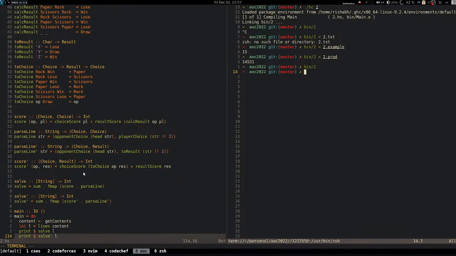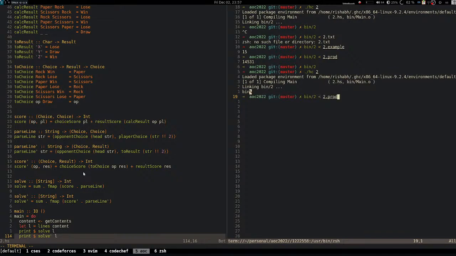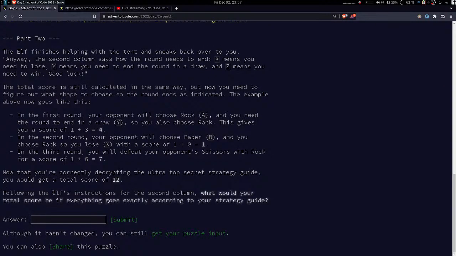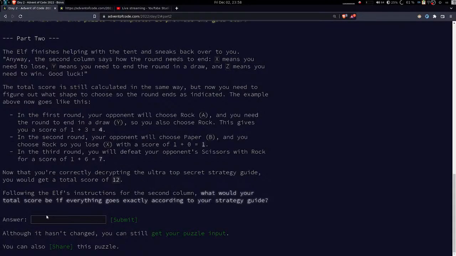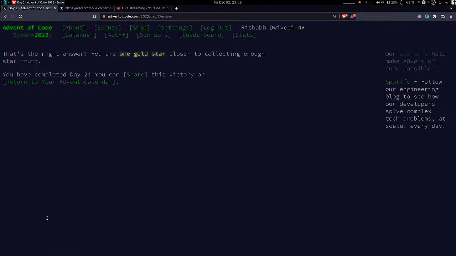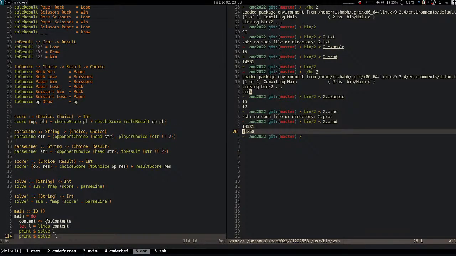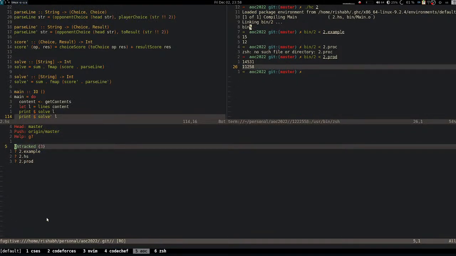So let me try dot slash sc2 win slash 2 dot example, and it's 12 for that. So I just go for prod, 11258. Let me try it out. Yep, we got it. So that is it, I guess. That's for the Haskell solution.